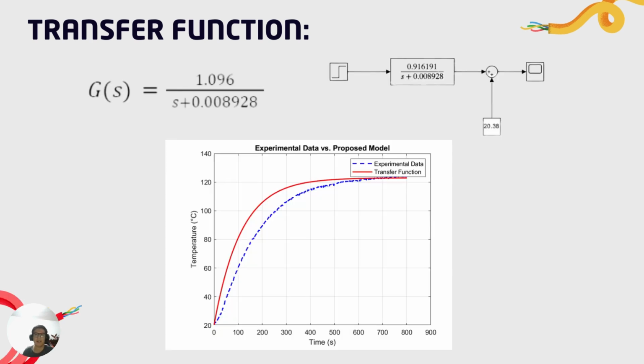And for graphing, we add 20 degrees Celsius because this was the room temperature, and we compare it to the experimental values. The behavior is very similar. It has variations. These are due to the fact that a first-order system is very simple, and there always exist variations during the experimental procedure.